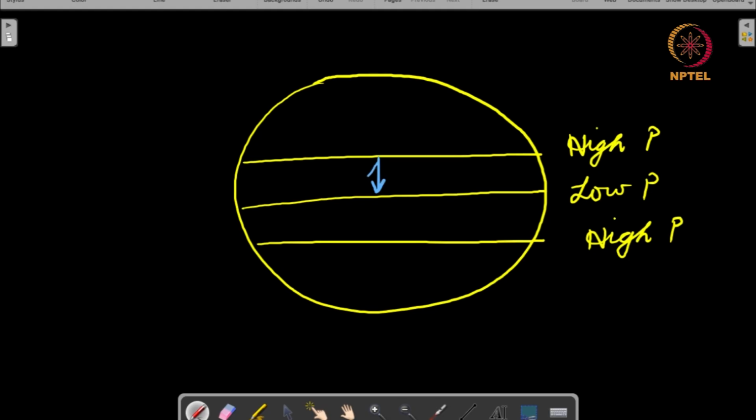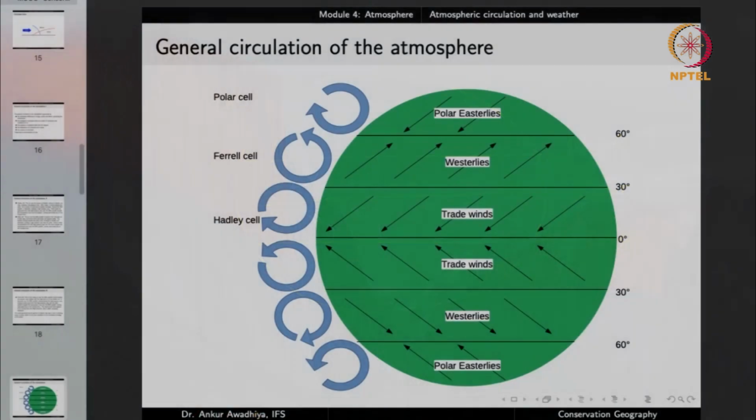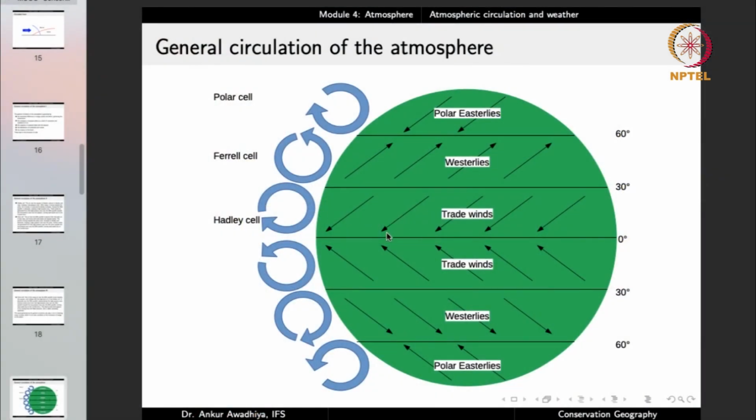So the winds will turn like this. In the southern hemisphere, the winds should have been going like this, but because of the Coriolis force, they turn leftwards. So they become something like this. So this is the kind of pattern that gets generated. So here you have the trade winds that are formed.